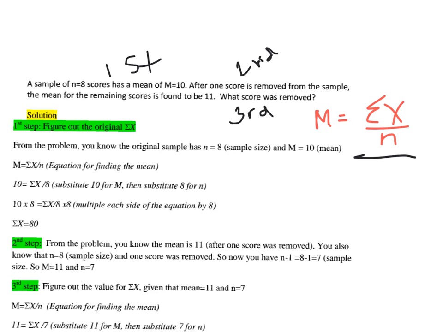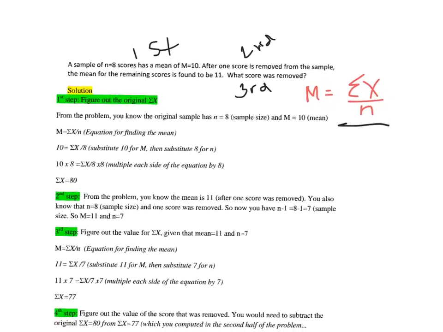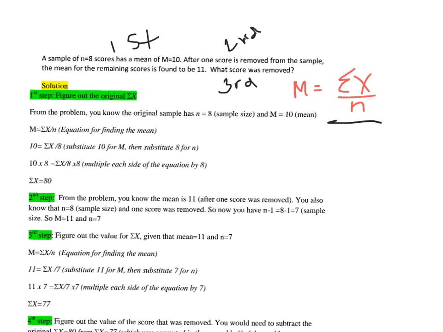All right, so what do we do? Well, for the first part of this, you're going to use your equation. Your equation is mean equals the sum of x over n. Then you're going to substitute what you know as your knowns. What you have as knowns are the mean equals 10 and the sample size equals 8. So you're going to substitute 10 for the mean, and for n you're going to substitute 8.